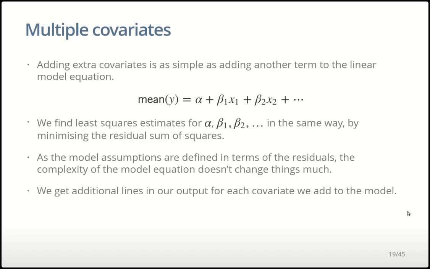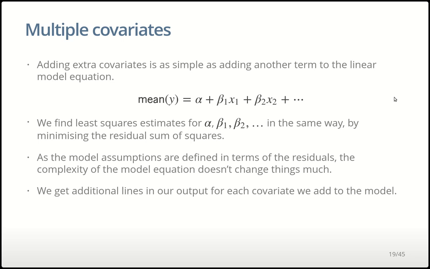And as far as the underlying theory goes, really it's just adding another term to the linear model equation. So before we just had the mean of y is equal to some constant, some intercept alpha, plus some slope times the heart girth, and now we've got another slope times another variable, perhaps the umbilical girth, plus another slope times the height, plus another slope times the length, and so on.